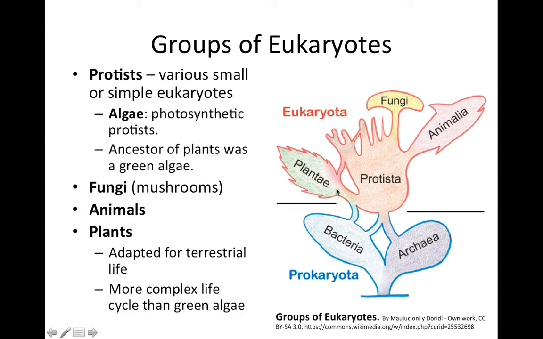So we said already that plants evolved from green algae. However, there are some differences. We're going to see that plants have several adaptations that make them well suited for terrestrial life, meaning life on land. They also have a more complex life cycle than green algae, and when we talk about life cycles soon, we will specify what exactly is different.